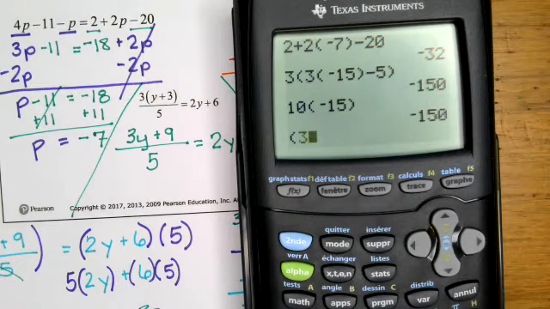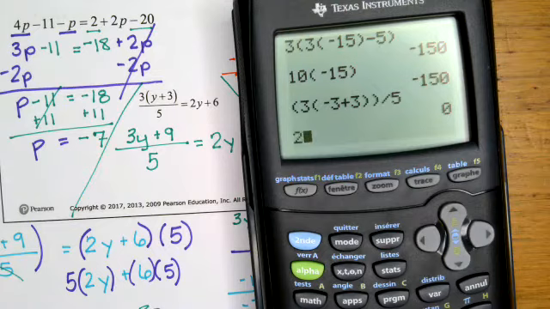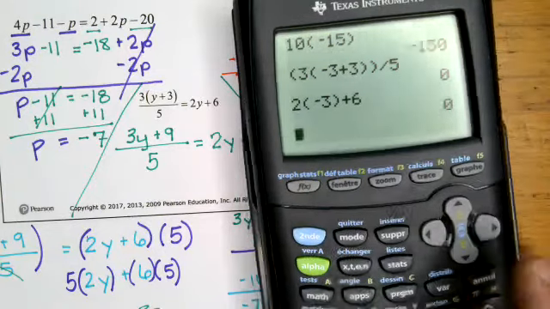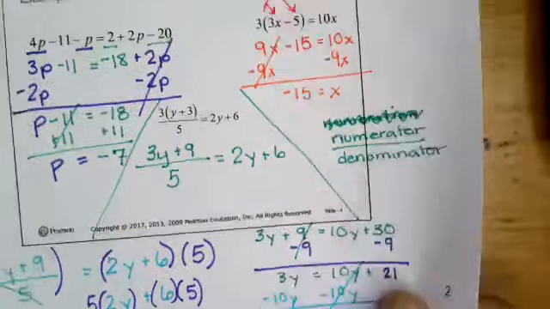Start with the parentheses, 3, parentheses, negative 3, plus 3. Close that parentheses, divided by 5. Ooh, I get 0. 2 times negative 3 plus 6. I get 0. All right, it worked.